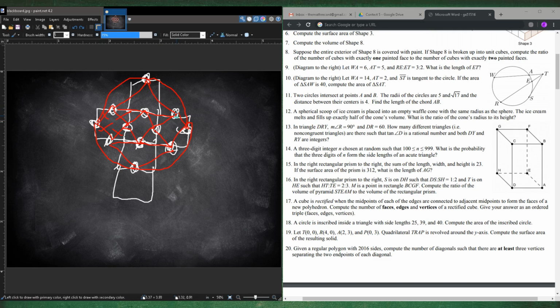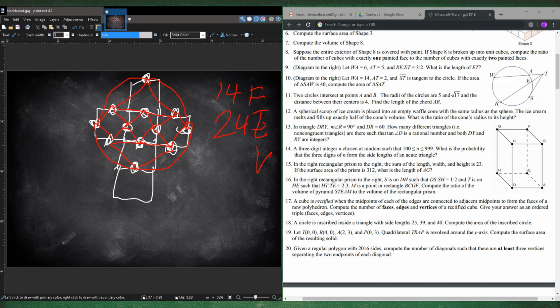So far we have 14 faces, 24 edges, and now we just need to get the vertices. So vertices are basically just the intersections. So think about it.